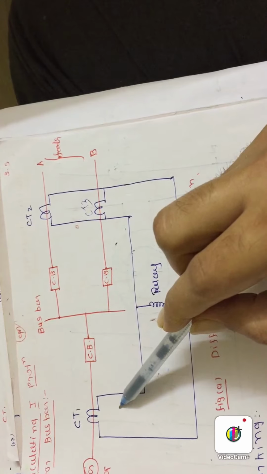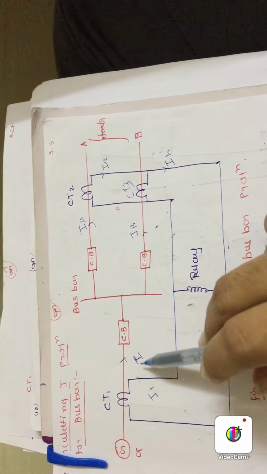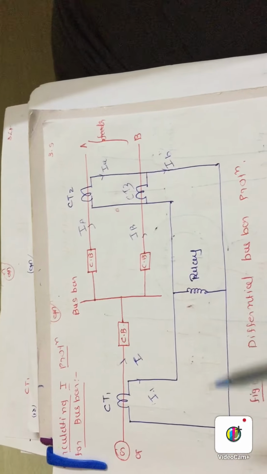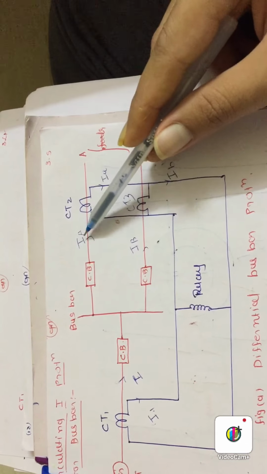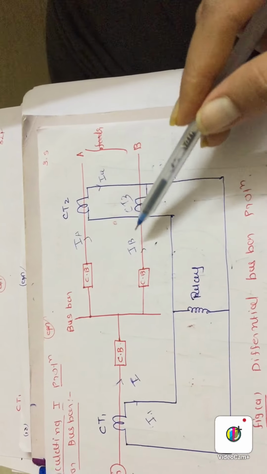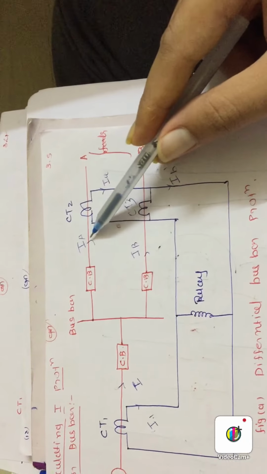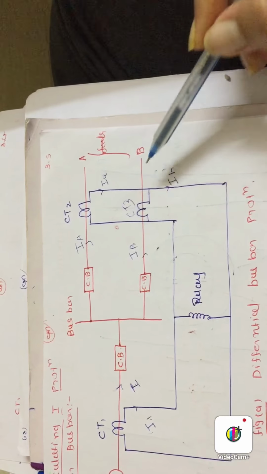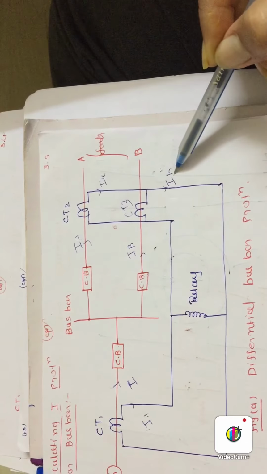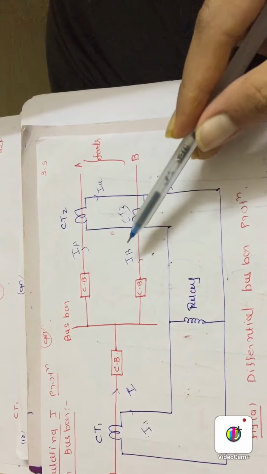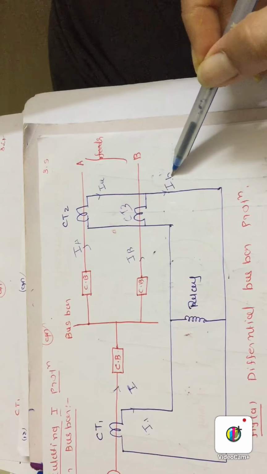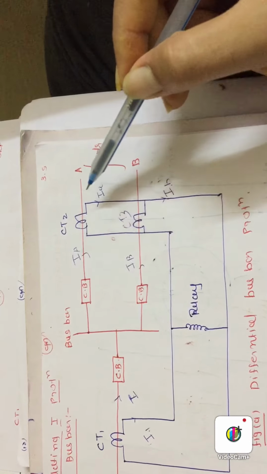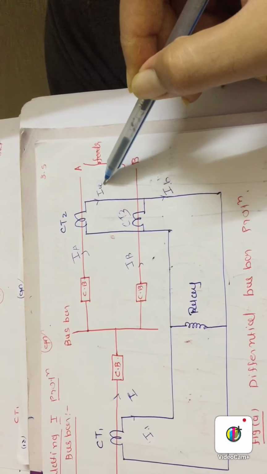This is I, so it will produce I1 in the secondary of CT1. Again, let's say this is IA, the current flowing from feeder A, and IB, the current flowing from feeder B. IA will produce small ia in the CT2 secondary, and IB will produce small ib in the CT3 secondary. Small ib represents the induced current in the CT3 secondary, and small ia represents the secondary current of CT2.